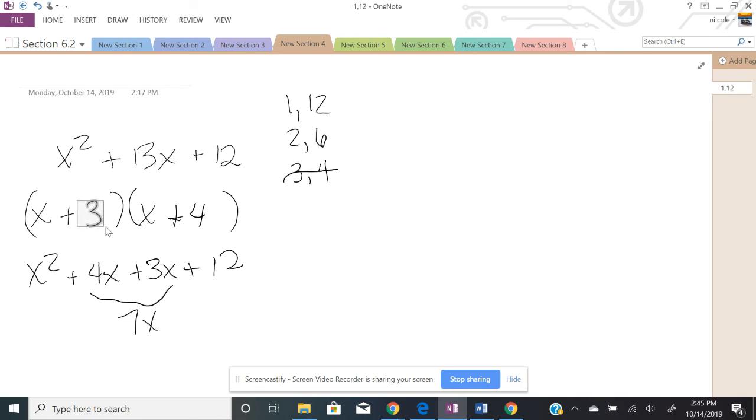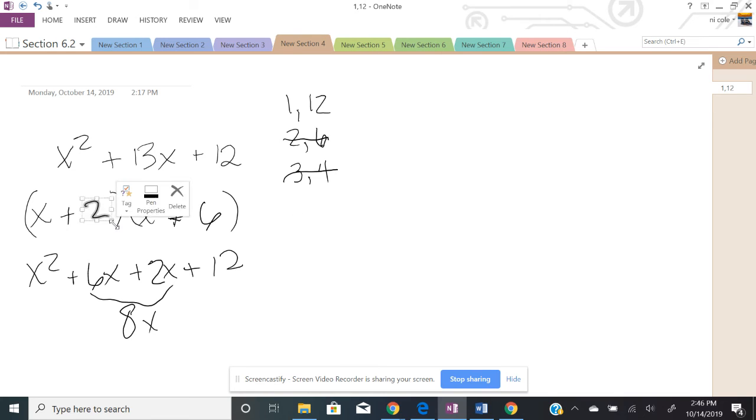So let's try 2 and 6. So here I go, I got 2 and 6. So this 4 becomes 6x, and this 3, oops, becomes 2x. So now 6 plus 2 is 8, but that's still not 13. So 2 and 6 is out.